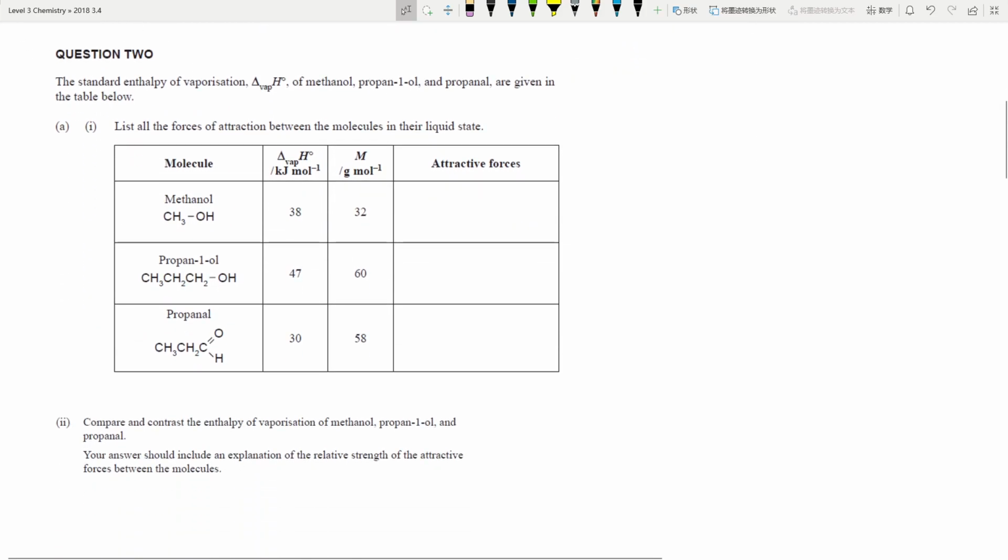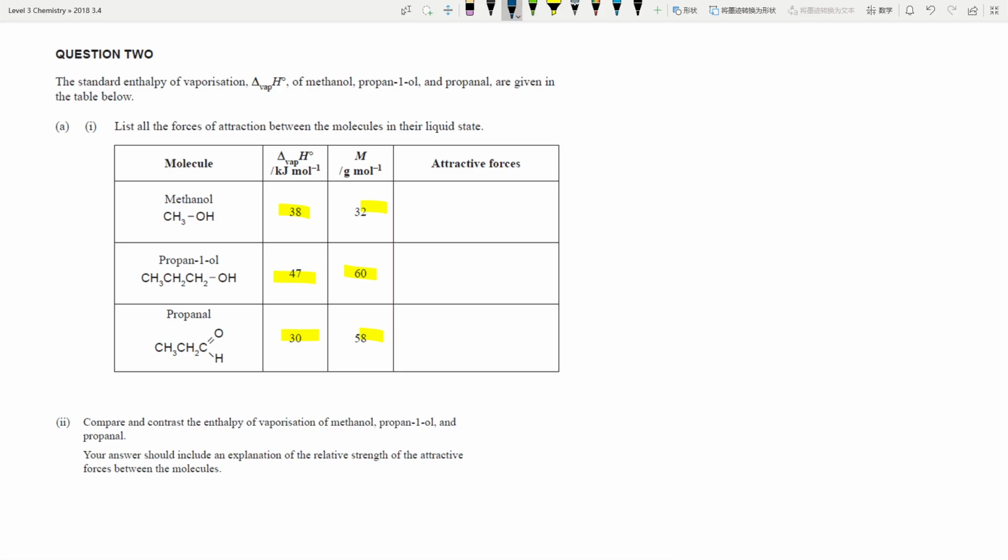Okay, so question 2. This is an intermolecular force type of question, because as soon as you see tables like this with the molar masses and then the enthalpy change or the melting point, boiling point, whatever, that's the same type of question. It's intermolecular forces. This is quite a big part of the topic. So first things first, you need to identify what it has.